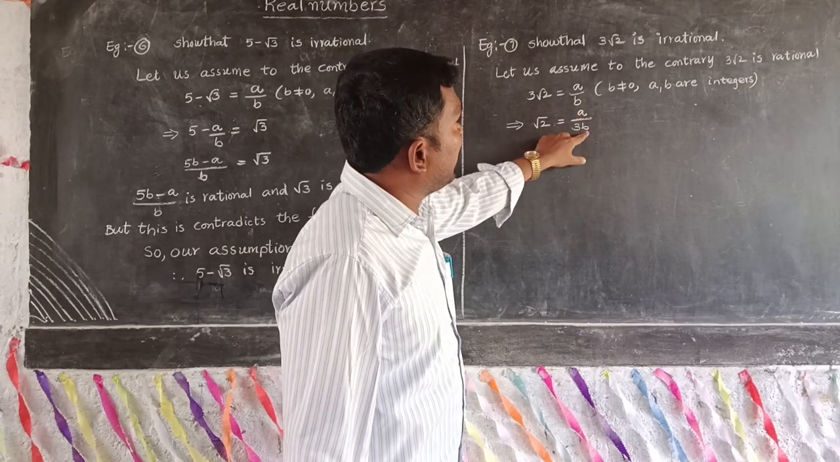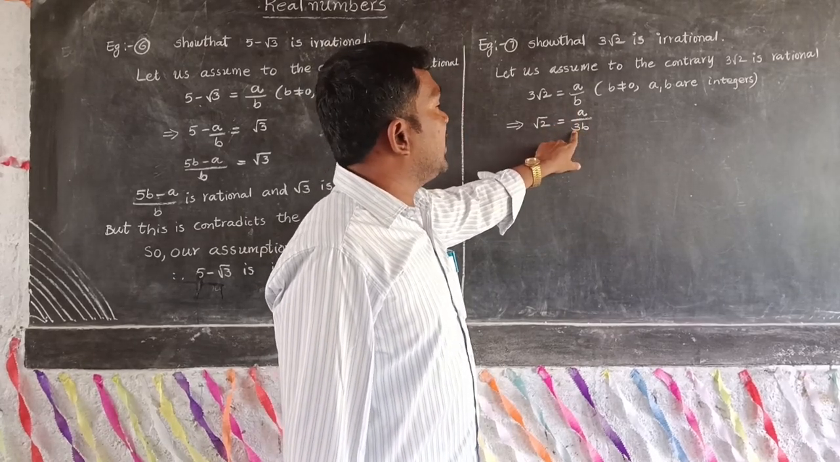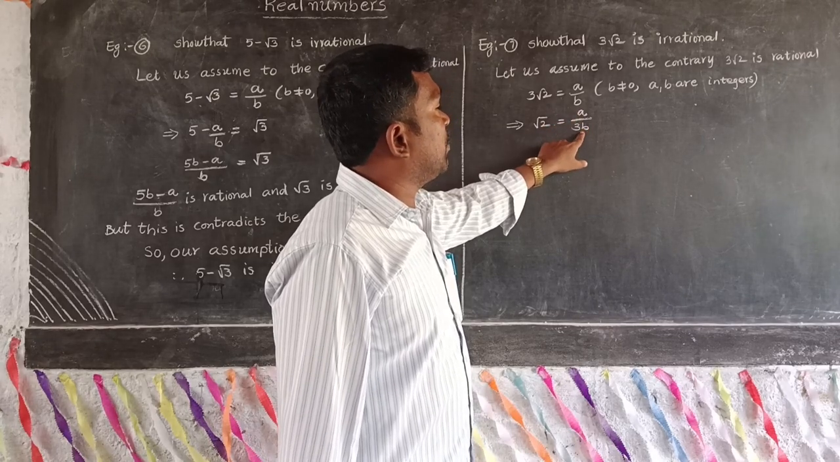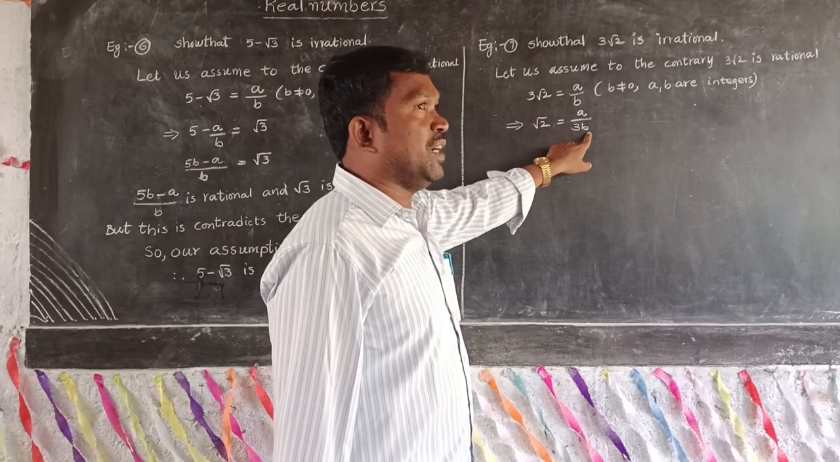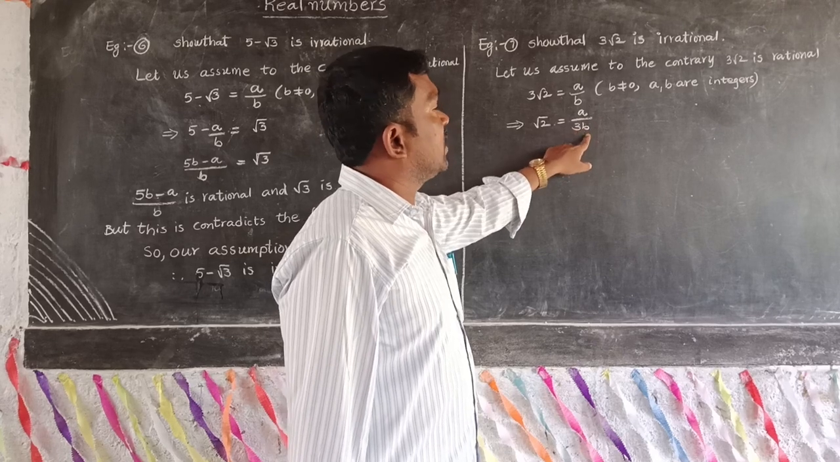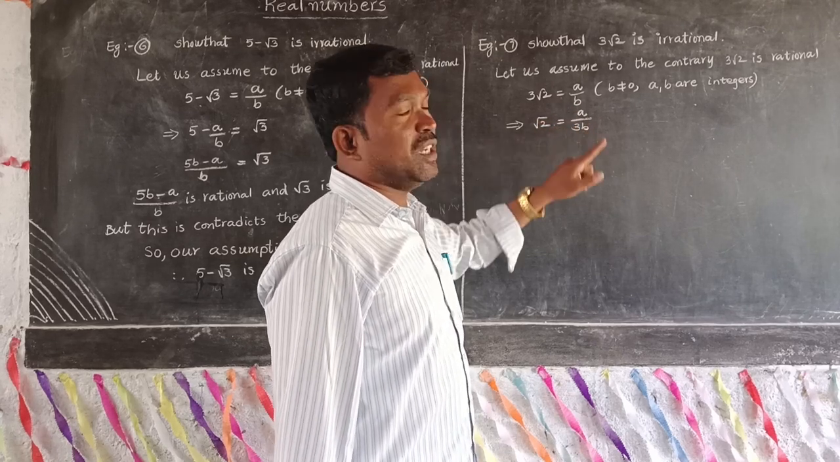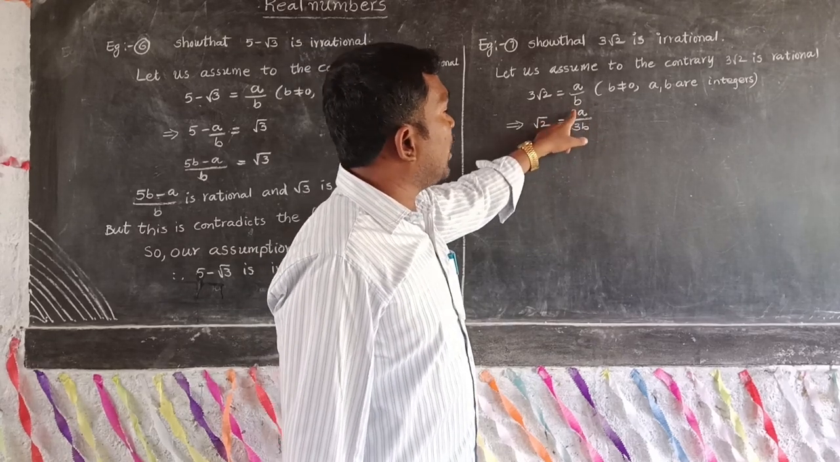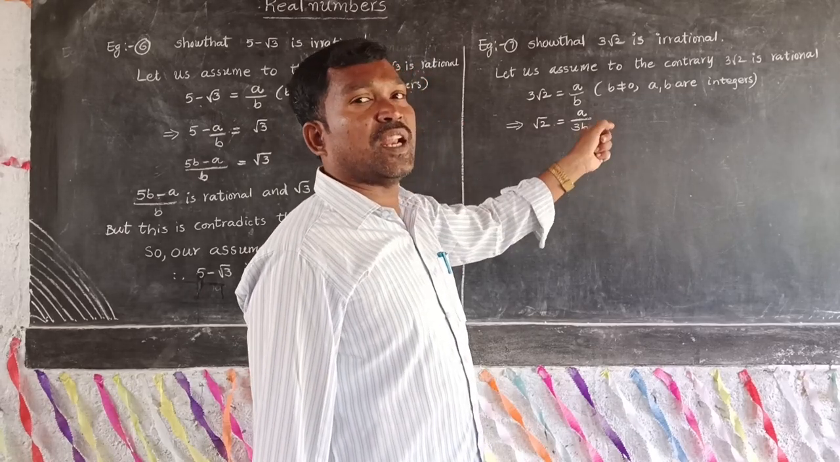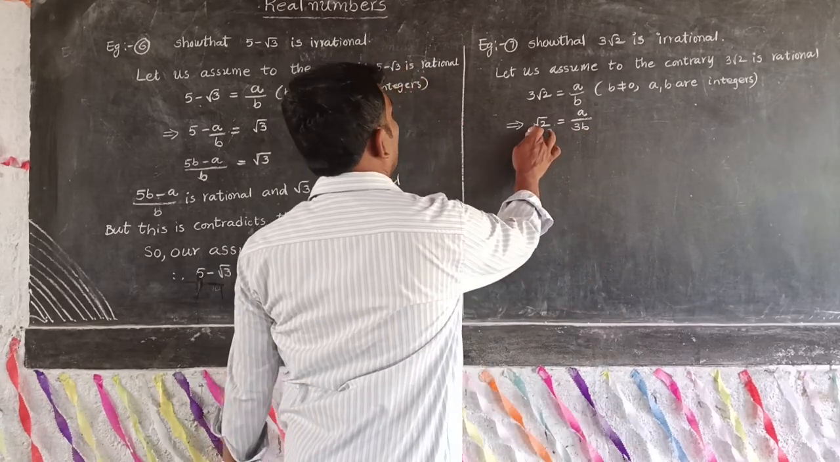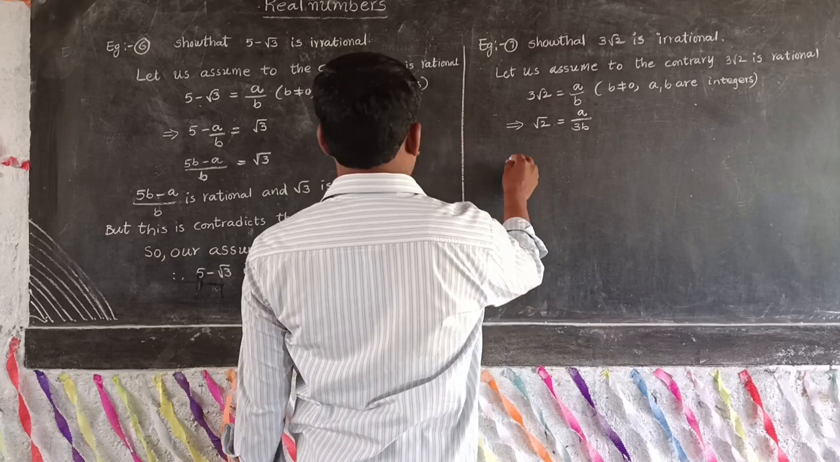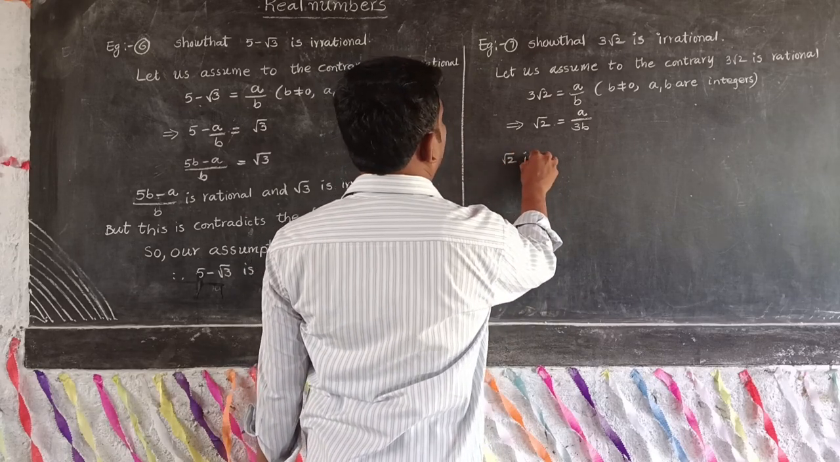So a by b is a rational number. 3 is multiplied, a is an integer, b is an integer, and 3 times an integer gives an integer. So a is an integer and 3b is also an integer, so a by 3b is a rational number, but root 2 is irrational.